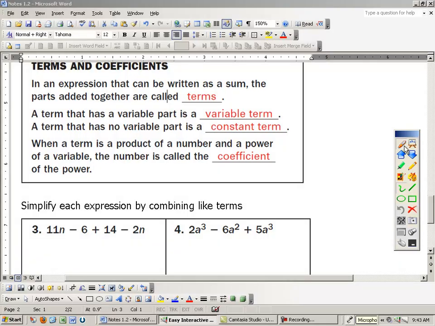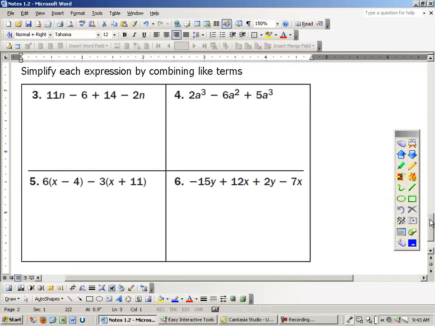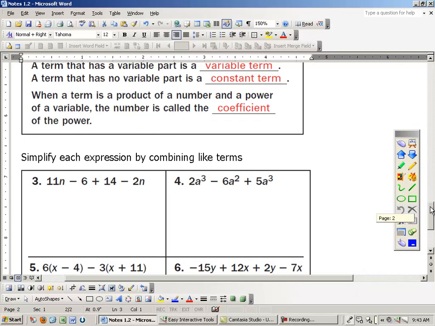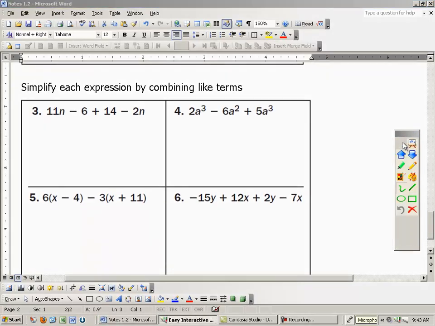All right, so let's take a look at a couple of examples involving simplifying expressions. And let's go ahead and combine like terms for a few of these. We'll do a couple together, and then we're going to go ahead and have you guys do the last two.